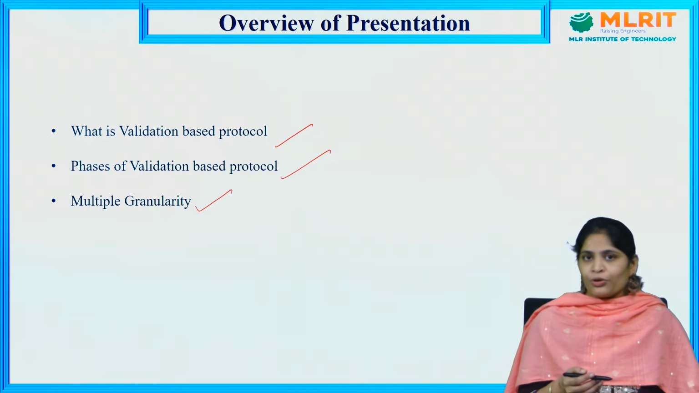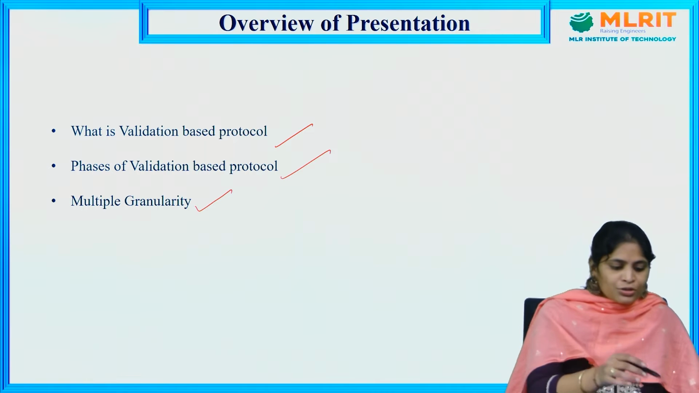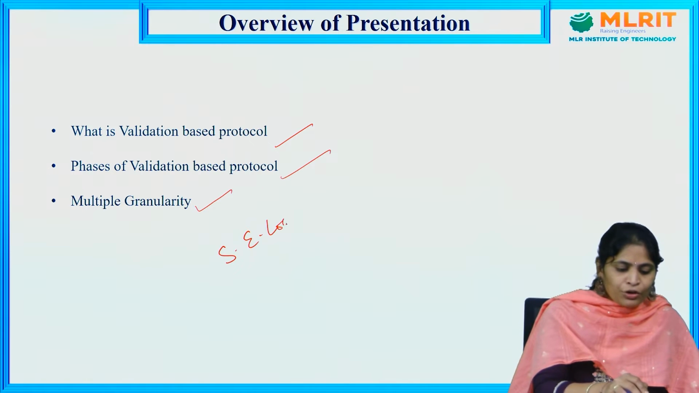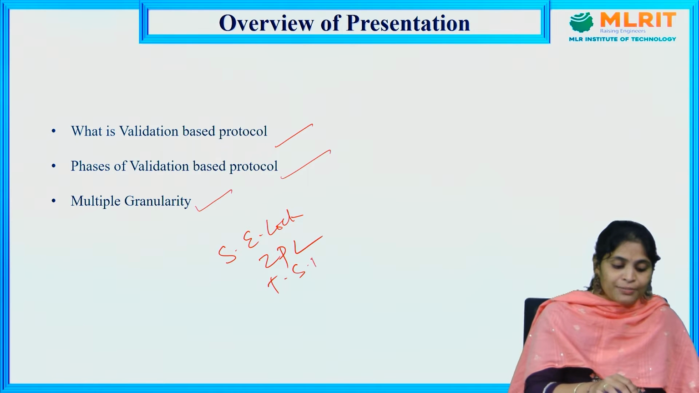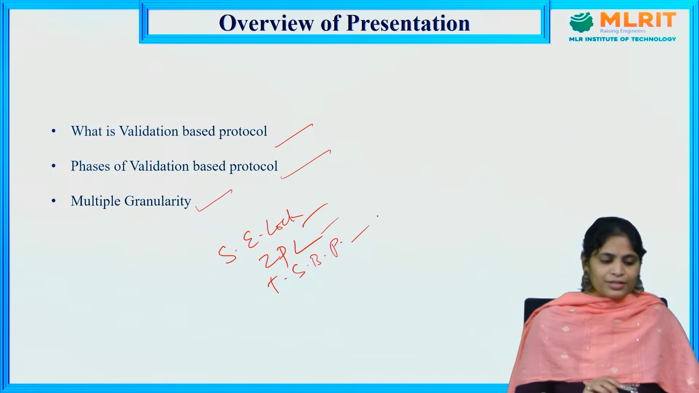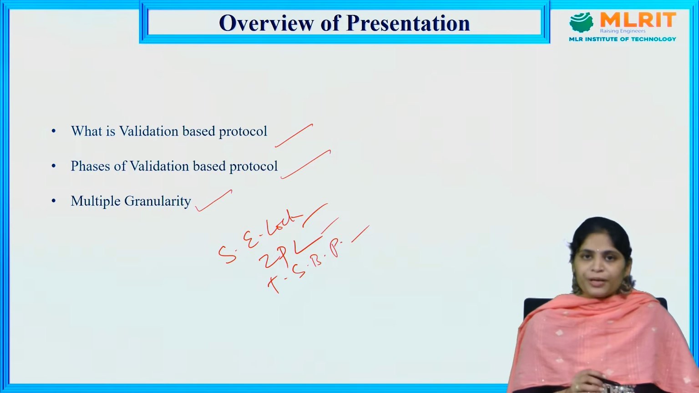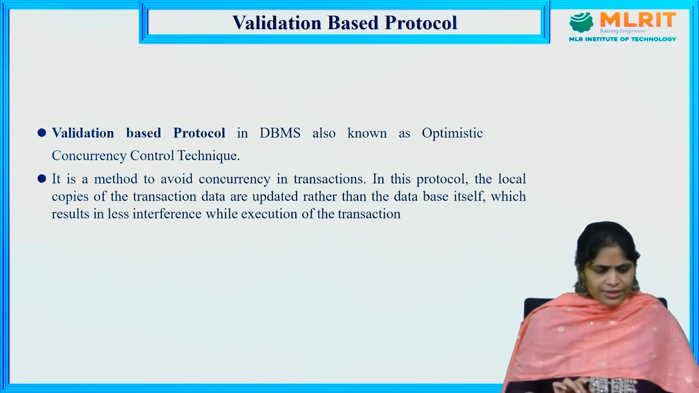In the previous sessions we have discussed two main concurrency control protocols. What are those? Shared exclusive locking protocols, 2PL, the two-phase locking protocol, and the timestamp based protocol. These are the three types that we have already discussed. This is the fourth one, validation based protocol. So let us discuss it first.